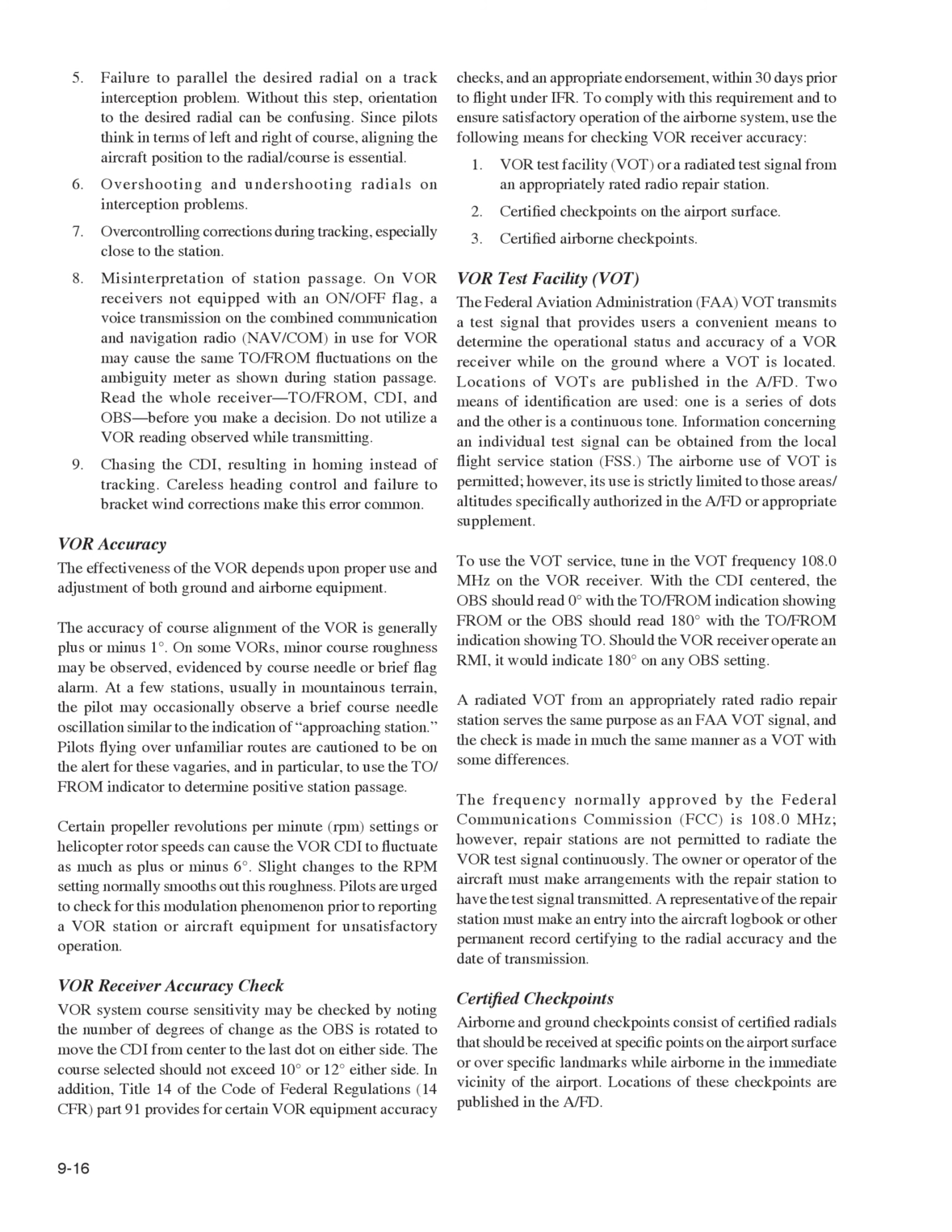To comply with this requirement and to ensure satisfactory operation of the airborne system, use the following means for checking VOR receiver accuracy. 1. VOR test facility VOT, or a radiated test signal from an appropriately rated radio repair station. 2. Certified checkpoints on the airport surface. 3. Certified airborne checkpoints. VOR test facility VOT.